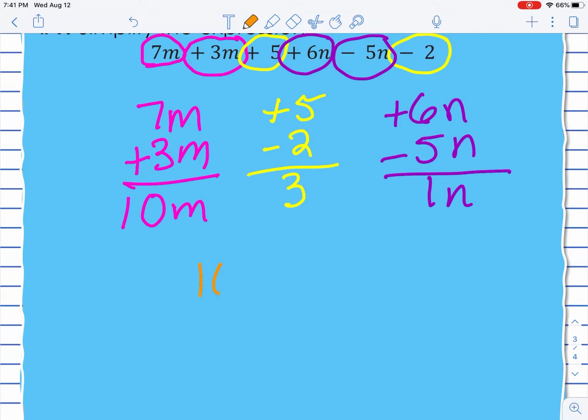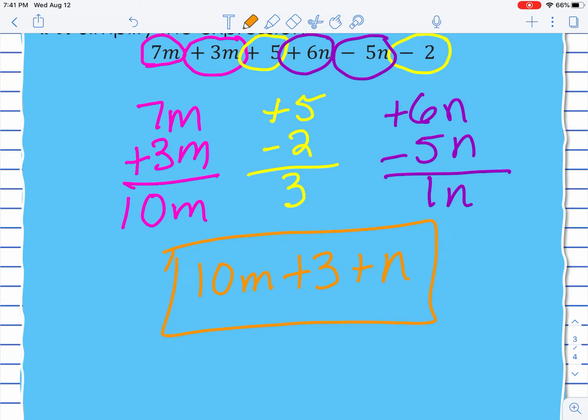None of those are the same terms. I can't combine anything else. 10m. That 3 doesn't have a sign, so I know it's positive. Remember, if there's no sign written, it's got to be positive. And then a 1n. Guess what, guys? You don't even have to write the 1. Remember? 1 is sneaky, invisible. It's always there, but it's not always written. So we don't have to write the 1. Box your answer. We are done.